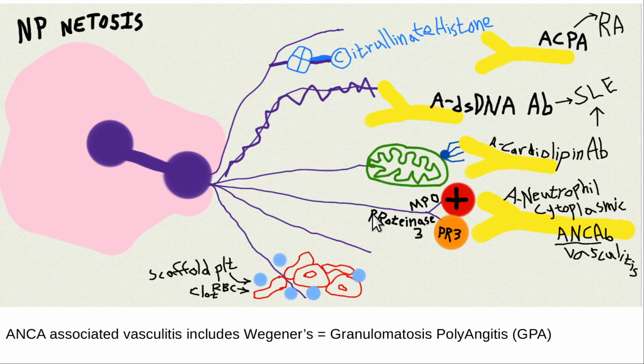Okay, so this is just showing those antibodies, anti-neutrophil cytoplasm antibody of vasculitis like granulomatosis with polyangiitis, GPA, from Wegener's granulomatosis. Okay, and that's autoantibodies to MPO and to something called proteinase 3. I put a plus sign on MPO because it's real cationic, positively charged. And then the other stuff is stuff we already saw.